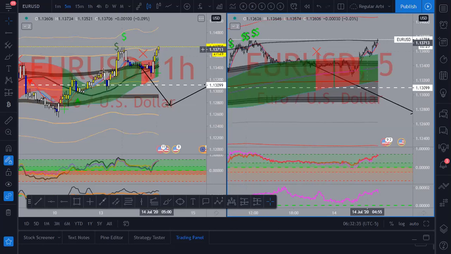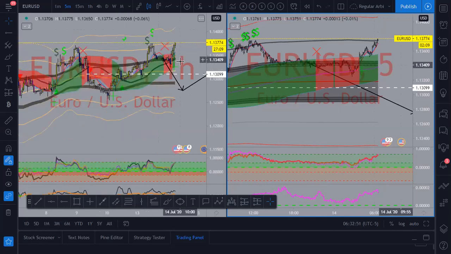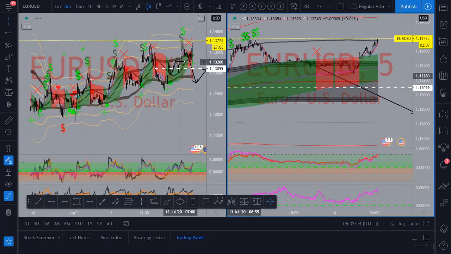On the 1 hour, price action has made a double top. And so what I want to see is for price to respect this 2 deviations right here. If it doesn't respect this 2 deviations, then it's going to keep going up and then hit the 3 deviations, which kind of looks like that's what it's going to do. Yeah, that's what it looks like it's going to do.